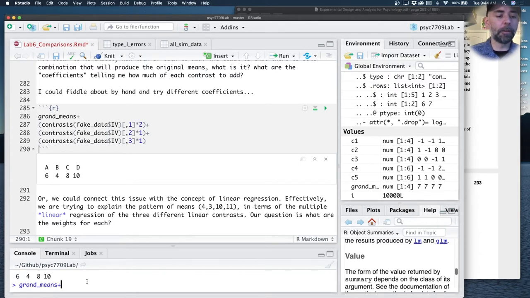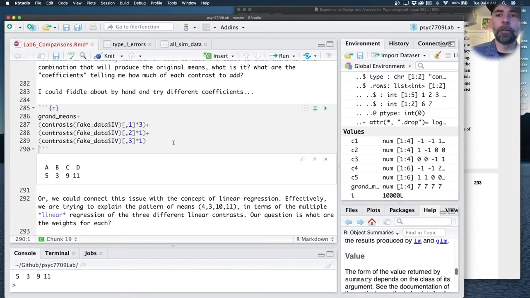That's still not quite what we're looking for with 4, 3, 10, and 11. So A and B need to go down even more, and C and D need to go up even more. Let's go to 3. Okay, we got 5, 3, 9, and 11. This is getting close, but it's not bang on. I could fiddle around by hand, or I'm going to show you a little trick.